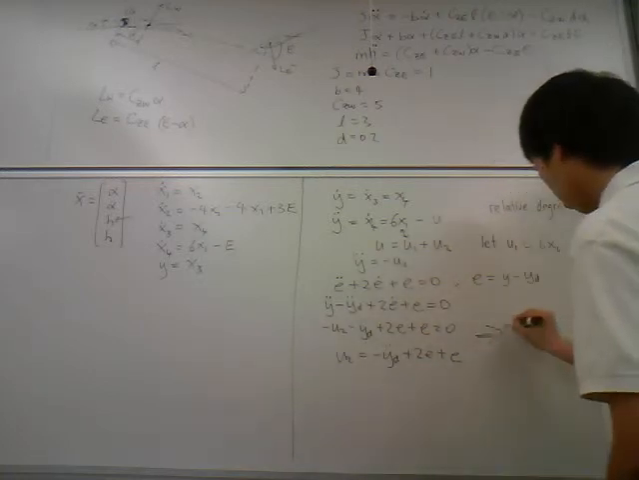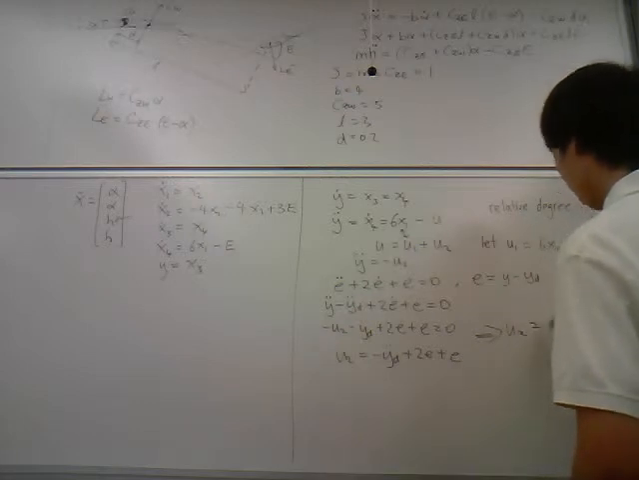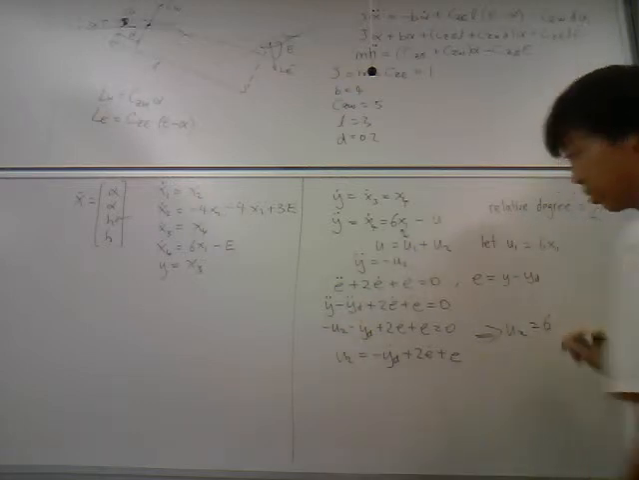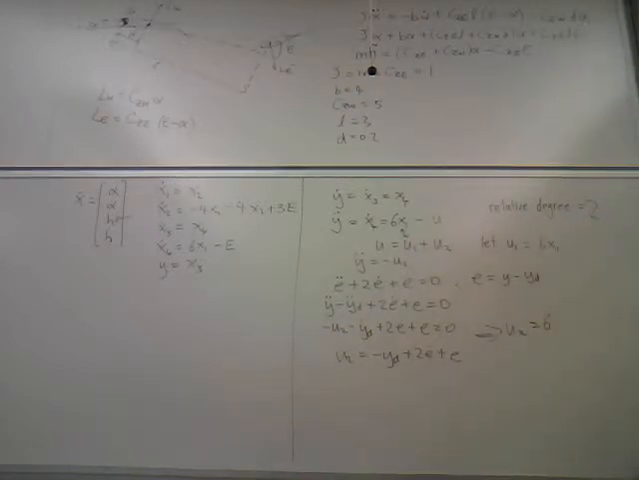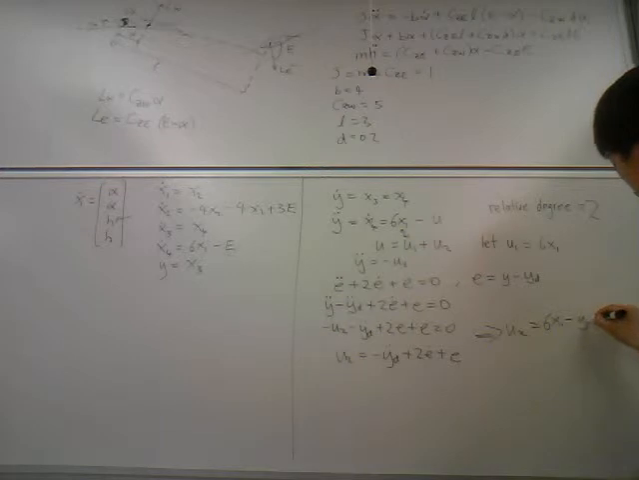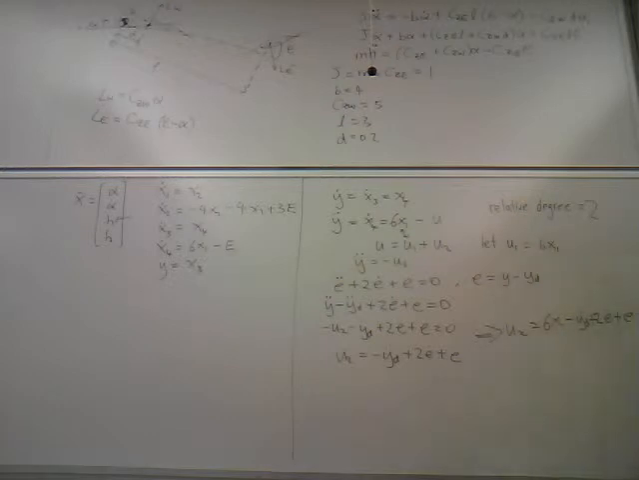Putting everything together, we have u is just 6 x1 minus y desired double dot plus 2 e dot plus e.